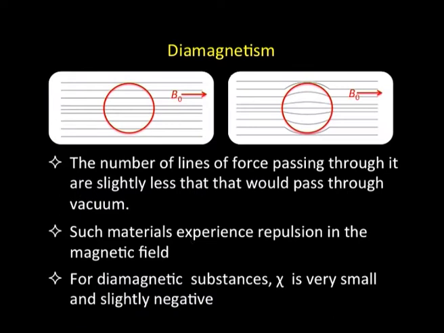That is what I mentioned in the context of the Gouy balance. If it is a diamagnetic material, it will be thrown out of the field, and the weight will be observed to be lesser. For such materials, chi, the magnetic susceptibility, is a very small and slightly negative number. That is the typical characterization of diamagnetic materials.